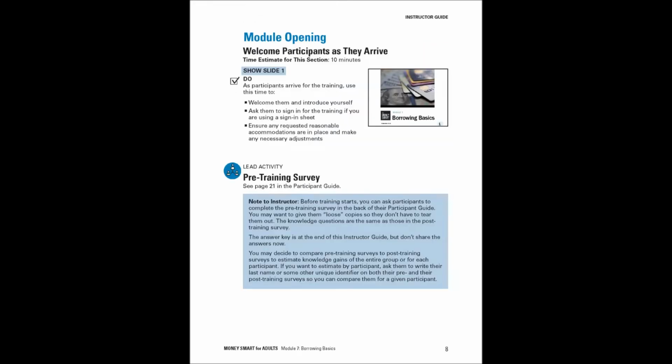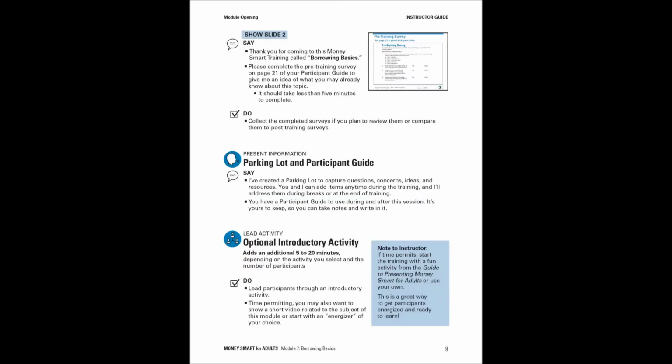Here's the module opening, and you're going to be showing slide 1, which is the title of the module. And as in every module in the Money Smart for Adults training, you're going to complete a few tasks, such as welcoming participants as they arrive, introducing yourself, asking them to sign in, ensuring any requested reasonable accommodations are in place, and making any necessary adjustments. And then once you're ready to begin the training, ask participants to complete the pre-training survey, and you'll be showing slide number 2.